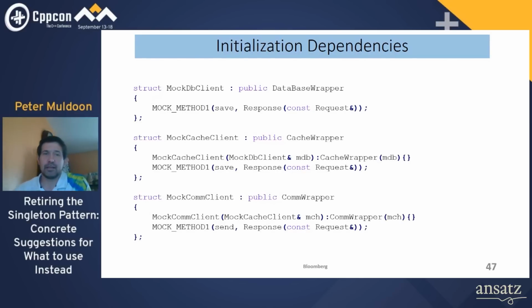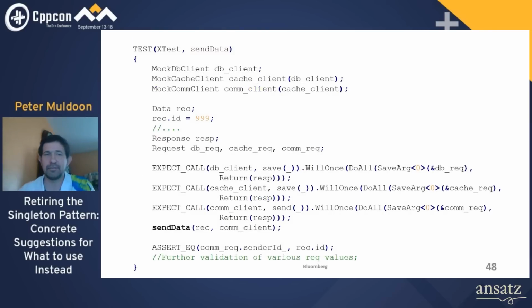So how do we mock these things? Pretty simple. All we do is create inherited mocks from all of these that take the same kind of mock methods. I'm going to create the mock DB client, then create the mock cache client and pass it my mock DB. I'm going to create a mock comm client and pass the mock cache in. So now that whole dependency is all set up. Again, I'll set my expectations.